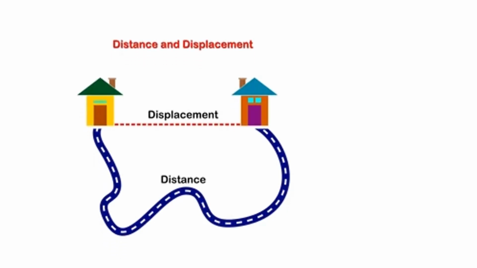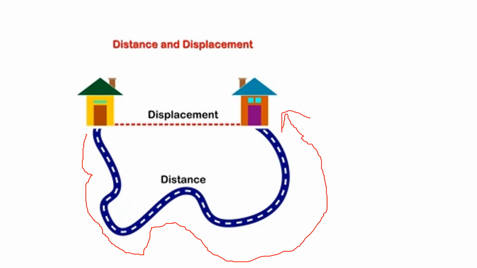Take another example. You can see two houses. When a person moves from house 1 and travels over this path to house B, then distance is basically the path you travel from one house to another. But that is not the displacement. Displacement is the shortest path. The shortest path between the two houses is called displacement. So displacement is always smaller than or equal to distance.